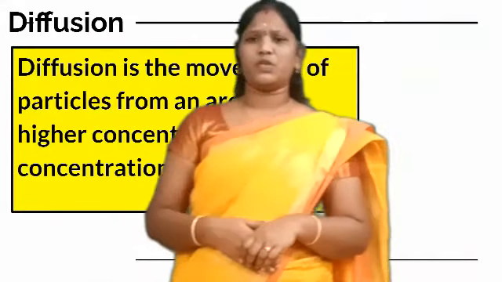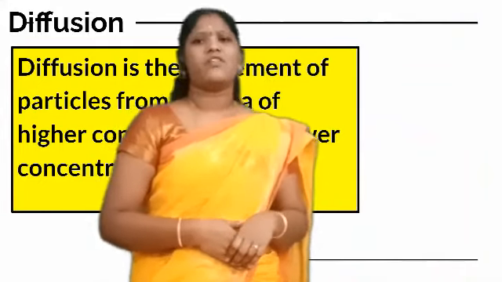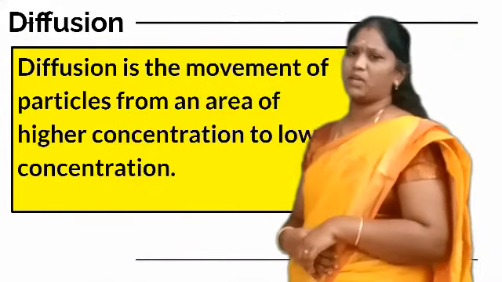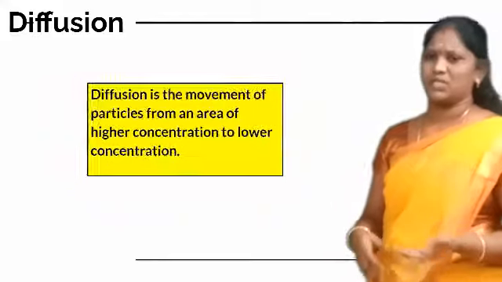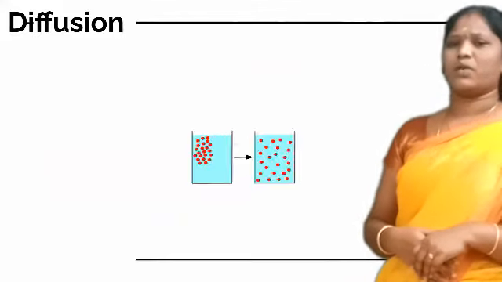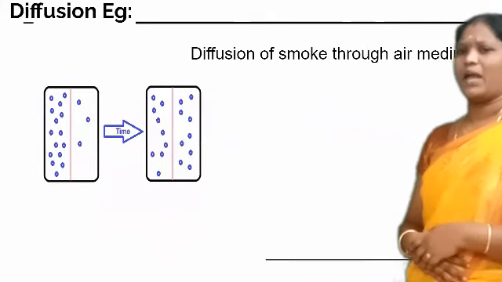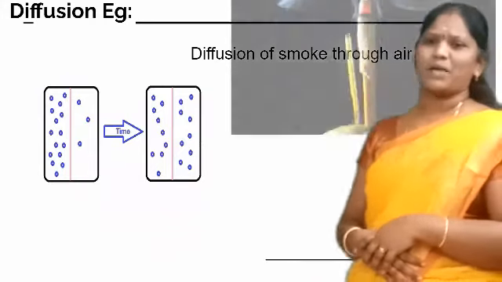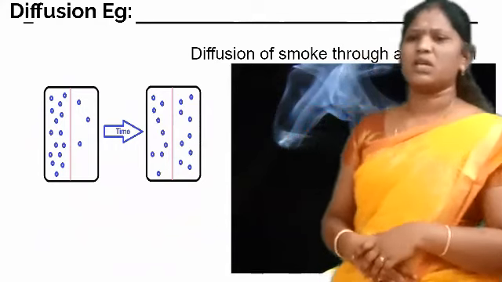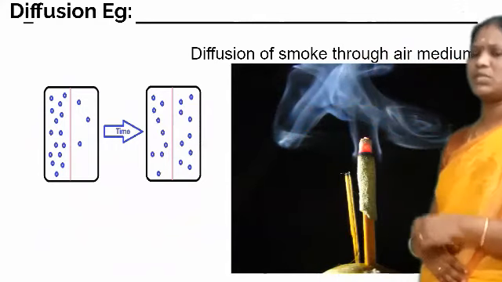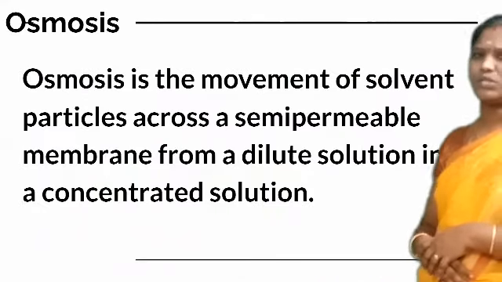Diffusion. Diffusion is the movement of particles from an area of higher concentration to a lower concentration. You can see the image of the diffusion, how it gets diffused. And diffusion of smoke through air medium. You can see how it gets diffused.